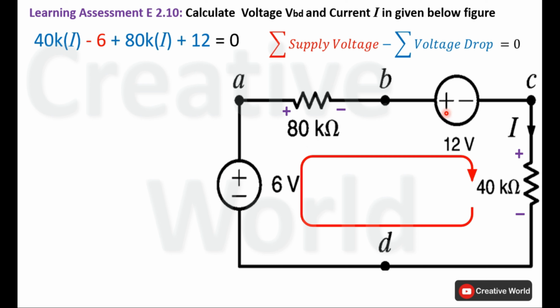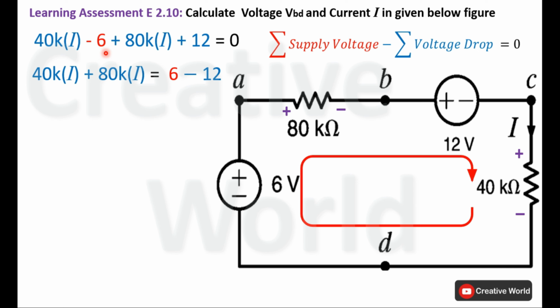And the last element is the voltage source. Current is entering from the positive terminal, so the voltage of this voltage source will be taken with a positive sign, that is plus 12 volt equal to 0. Now if we observe this equation, we have only one variable, that is current I. So we can calculate the value of current by rearranging this equation.